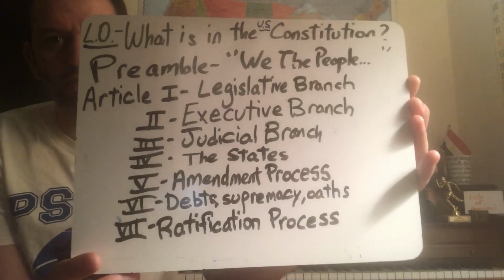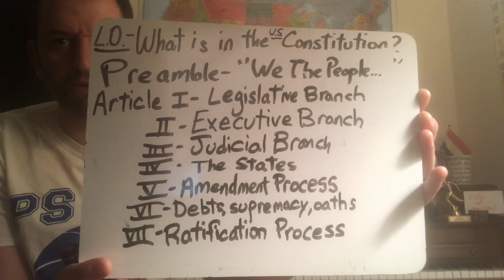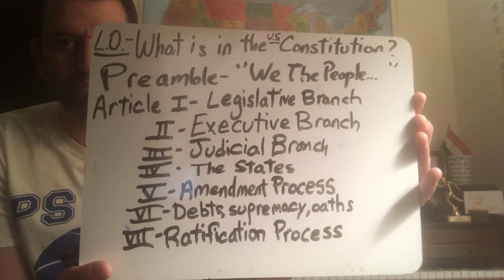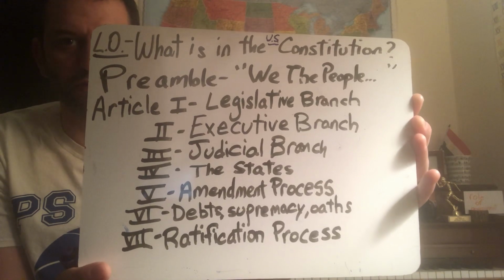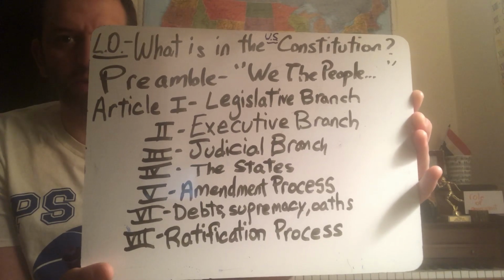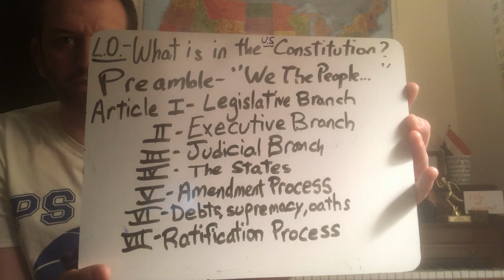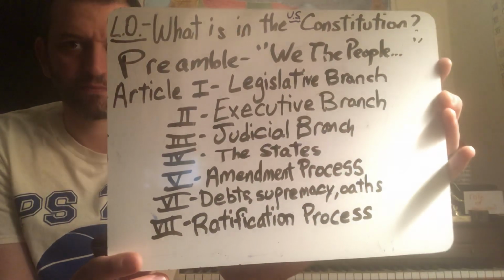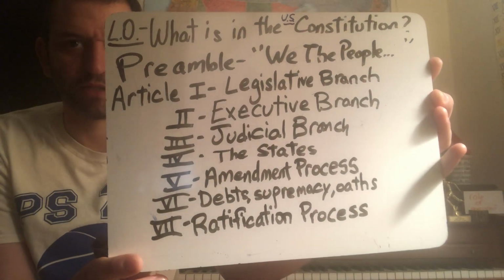The first part is the preamble. The preamble is sort of the introductory statement. It starts with "We the people of the United States" in order to form a more perfect union. That's the preamble. It's explaining why they're making this Constitution in the first place. Then there are 7 articles. And that's what we're going to look at today. The 7 articles. And each article is broken down into sections.